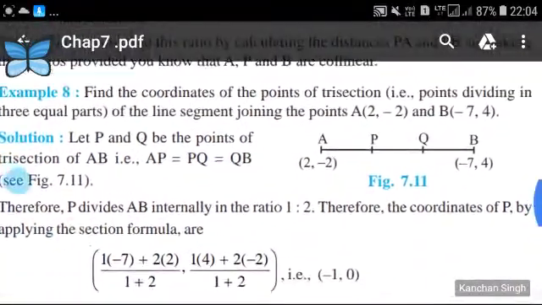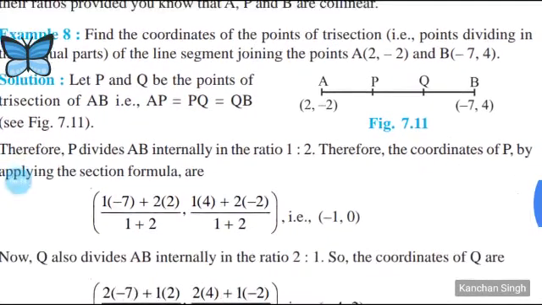Here our question is: find the coordinates of the points of trisection, that is the points dividing in 3 equal parts the line segment joining the points A(2, -2) and B(-7, 4). Let us divide AB, with P and Q in the middle. Here AP equals PQ equals QB, so P divides AB internally in the ratio 1:2. Therefore we can find the coordinates of P.